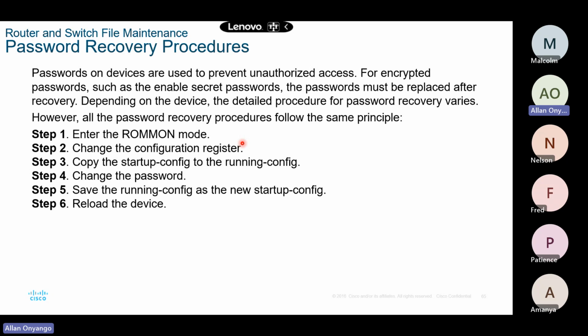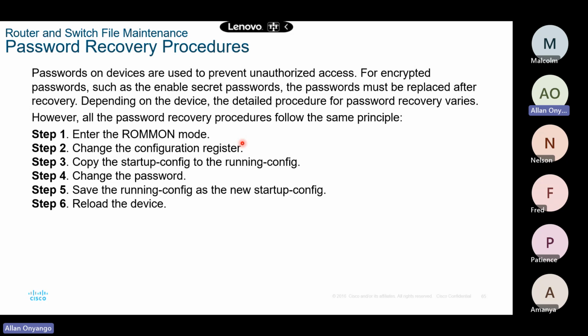One, you need to enter the ROMMON mode. I'm going to show you how to do that. Then you need to change the configuration register. Once you change the configuration register, you're actually going to trick the router so that you log in with the wrong configuration register, which is going to allow you into the privileged exec mode.